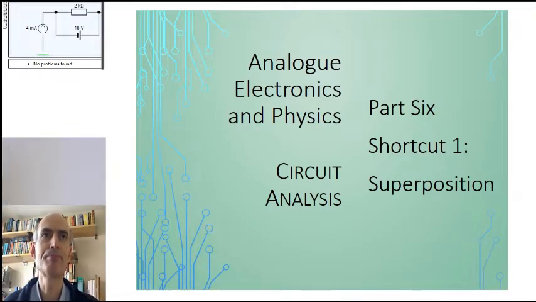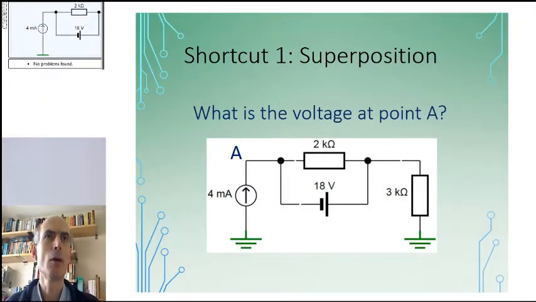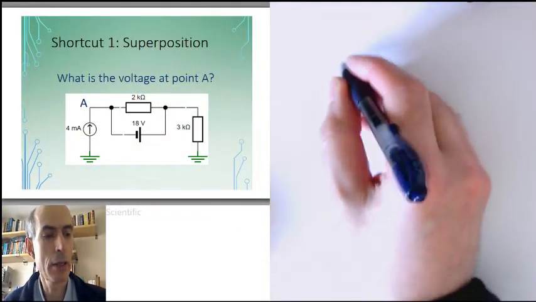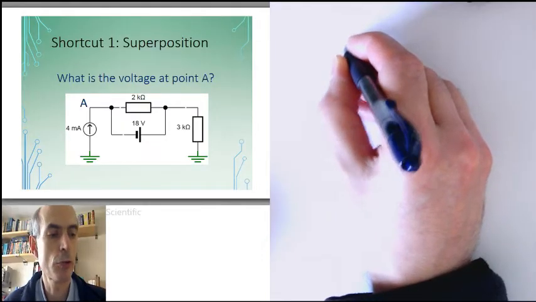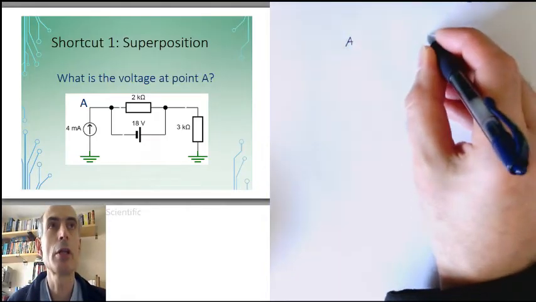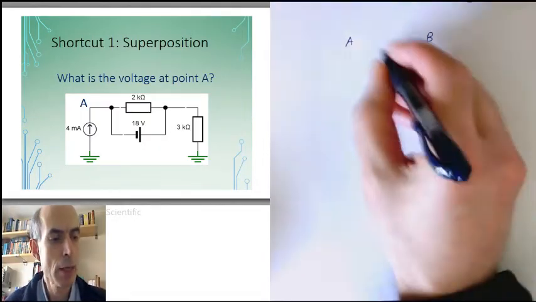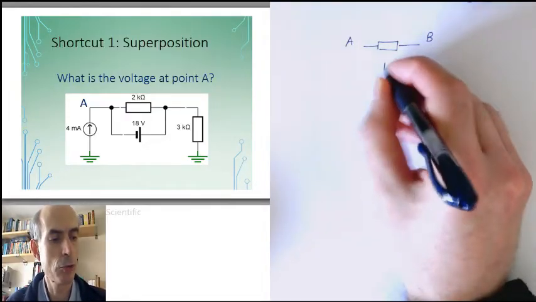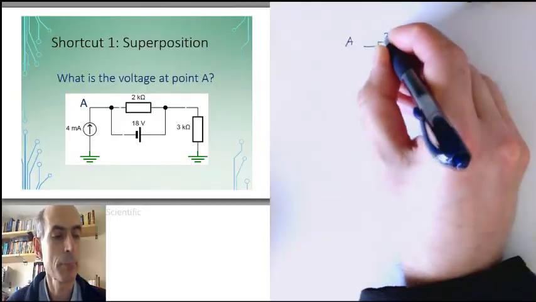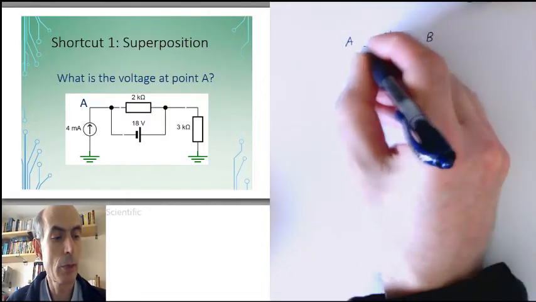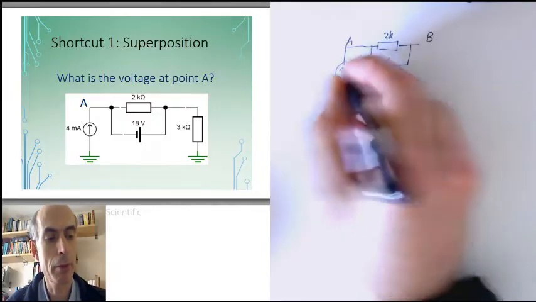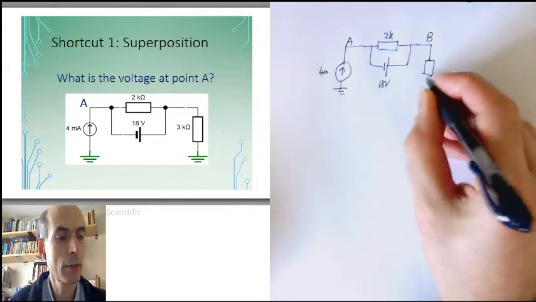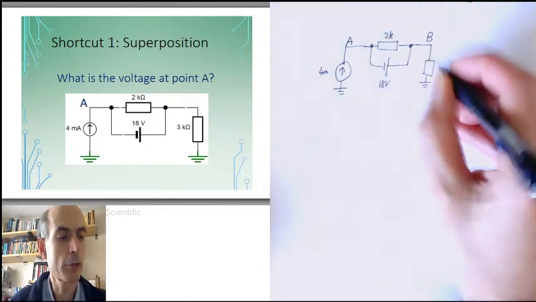Let's do another example. This one. What is the voltage at point A? Well, we need to define all of the voltages at our nodes. So if that is point A, we'll define the point over here as being point B. There's a 2K resistor between them. There's also an 18 volt voltage source between them. We know there's a 4 milliamp current pumping up through here, and that there's a 3K resistor going down from B to ground.